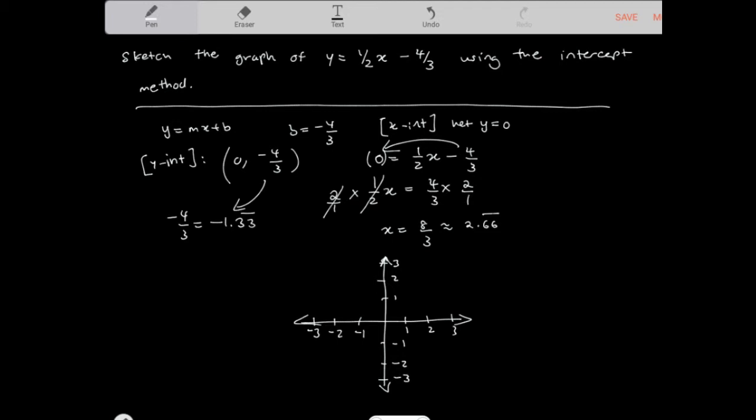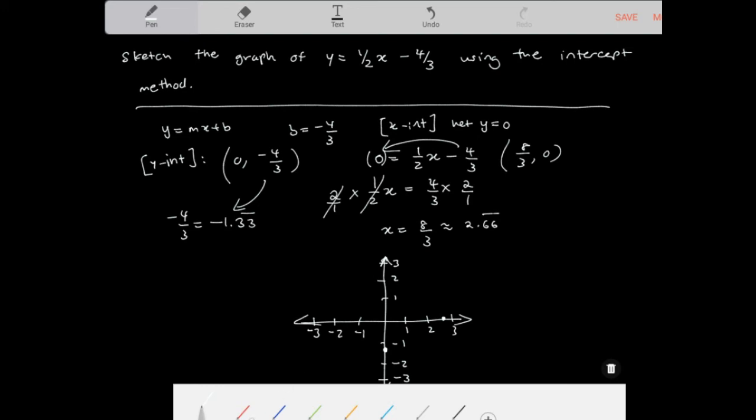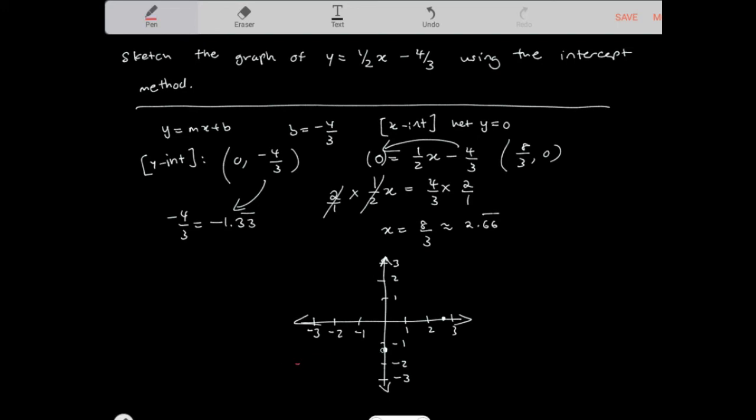Okay, so one of the first points that I'm going to look at here is 0 and negative 4 over 3. The negative 4 over 3 is going to be like negative 1.33. Let's say it's right here. The other point is 8 over 3 and 0, because that's our x-intercept, and that's going to be like 2.67-ish, so a little past the midpoint. After we plot the intercepts, all we have to do is connect the two. If we connect the two, we basically get this, and that's our line.